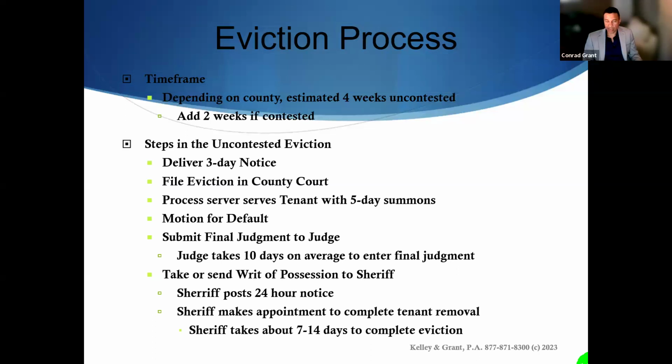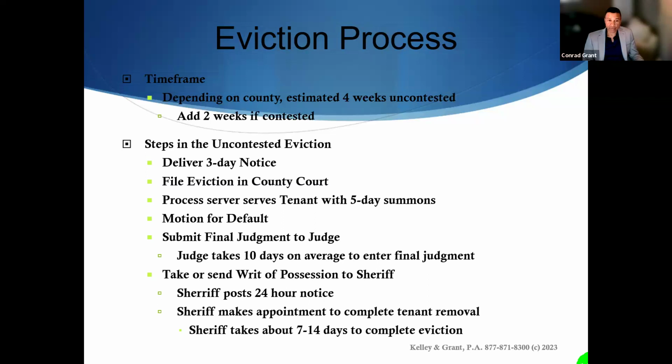That's step number 1. When that notice expires, we file the eviction in county court. A process server will go out to the property and serve the tenant. If the tenant is not in the property at the time, the process server is authorized to post that summons on the door 6 hours later. So they leave, they come back 6 hours later, knock on the door again, then they can post it. Because sometimes tenants would avoid service. They could hide and then you would never serve. So the law allows you to post it.